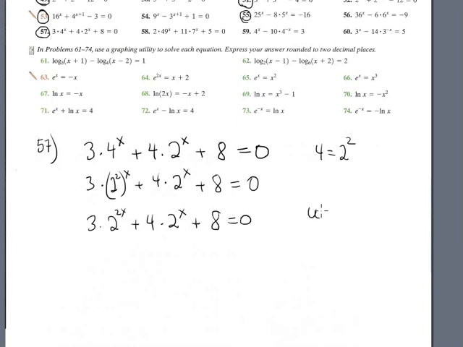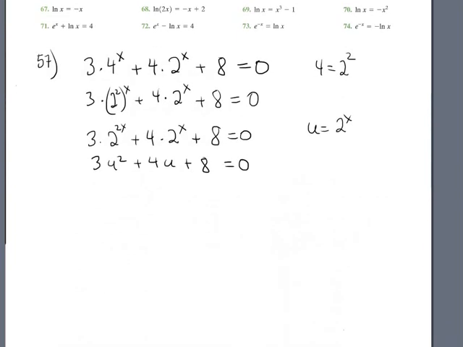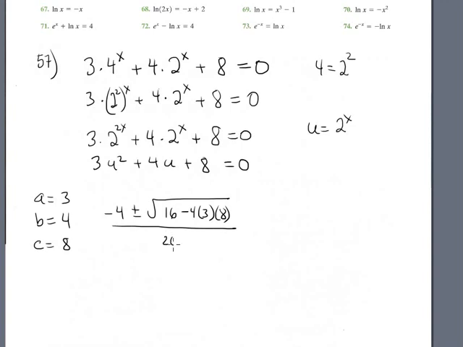Now, quadratic form. u is equal to 2 to the x. Then we have 3u squared plus 4u plus 8 equal to 0. Now let's use the quadratic equation. a is 3, b is 4, c is 8. Minus 4 plus or minus the square root of 16, which is 4 squared, minus 4 multiplied by 3 multiplied by 8, over 2 times 3.